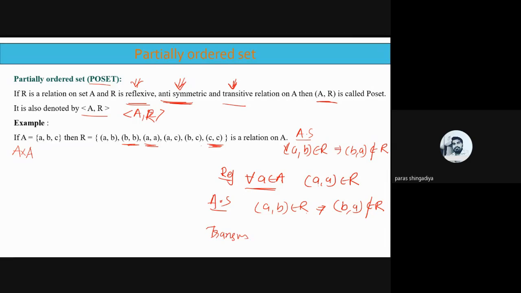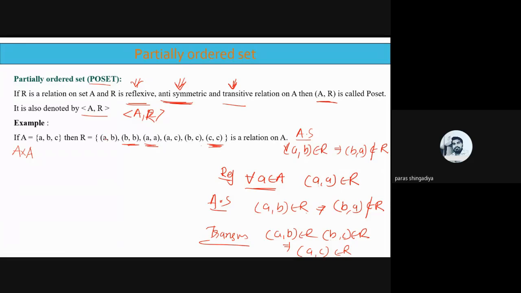So how can we check transitive relations? If (A, B) belongs to R and (B, C) belongs to R, consider that B should be common, that B should be the same: (1, 2) and (2, 5), or (1, 3) and (3, 9). So this middle value should be the same. Then based on these two relations, we map (A, C), and that should also belong to the R set.